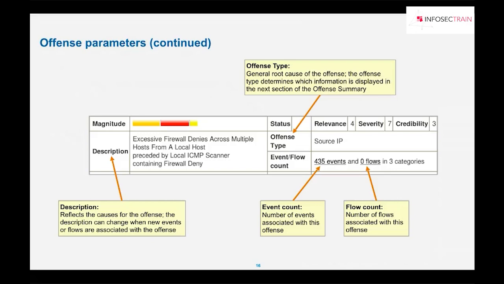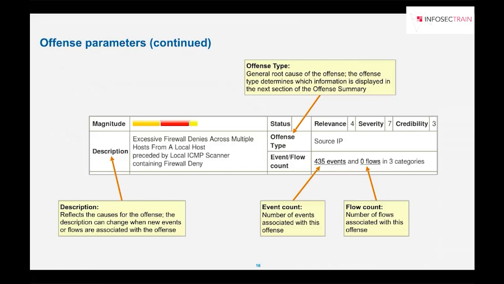Okay, so offense parameters: the description, what it was, how it happened. The status again would have relevance, credibility, and severity. The offense type is how you want to group the offense, right? Do you want to pivot the offense about the source IP or the destination IP? What do you think would be the basis of this offense?